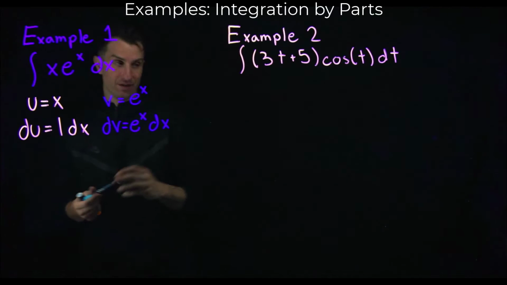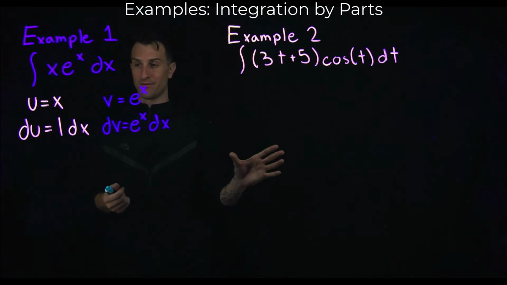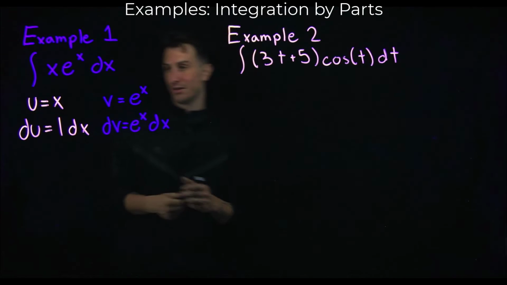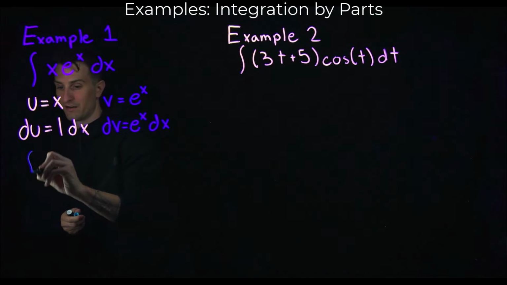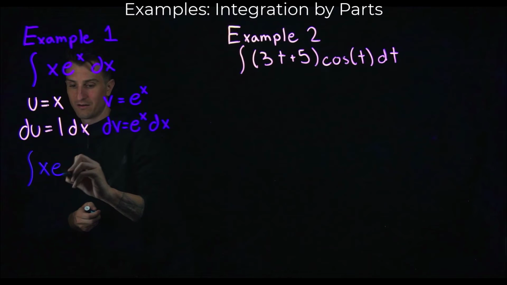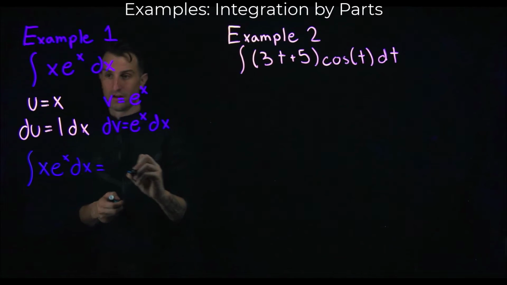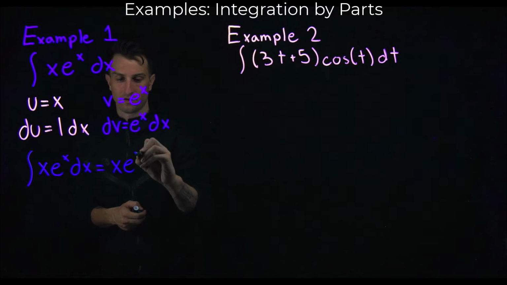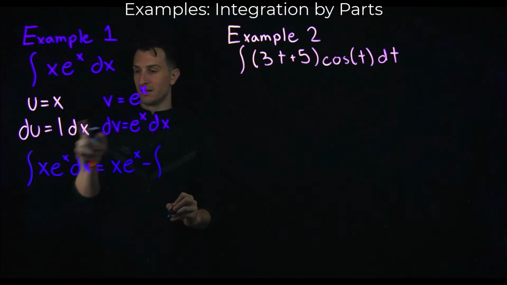Now we have all the pieces to our puzzle. Let's reference our equation for integration by parts and put everything together. Let's see what happens. I'm going to write it out in full. We know that the integral of u dv is equal to uv minus the integral of v du.